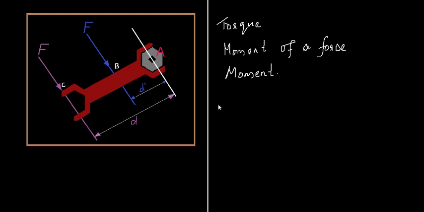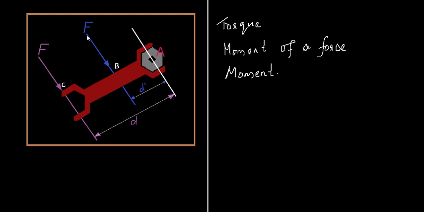Let's consider a practical case from the figure shown. A spanner is connected to a nut in the figure and is trying to unscrew this nut. As you can see, the nut is rotating about a point here, and the point is referred to as A. And two forces are shown in the figure of the same magnitude F acting at a point B and at a point C. Let's consider each case.